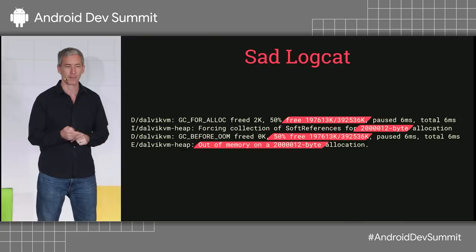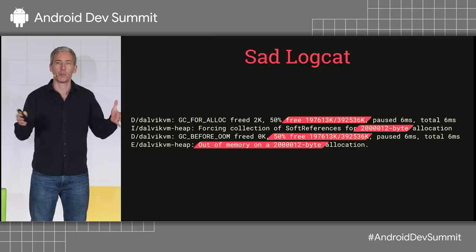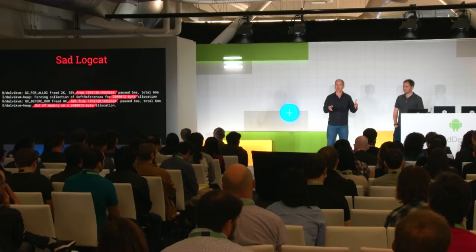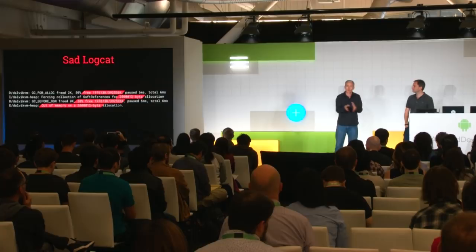The problem was, of course, that we couldn't find 2 megs contiguous, and Dalvik did not have the ability to compact the heap. You get what you get. Once we put the thing there, it was not going to move, so we couldn't actually shove stuff to the side to make room for a larger object.